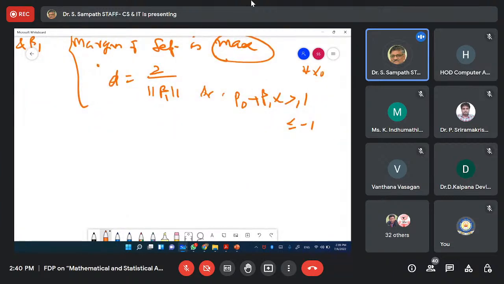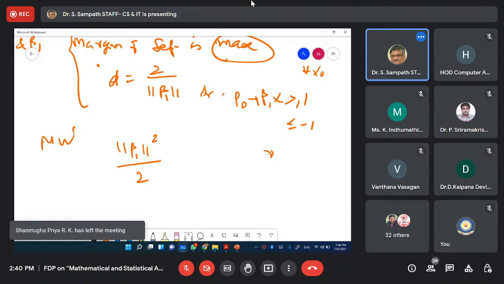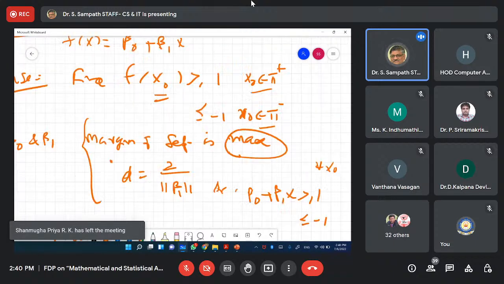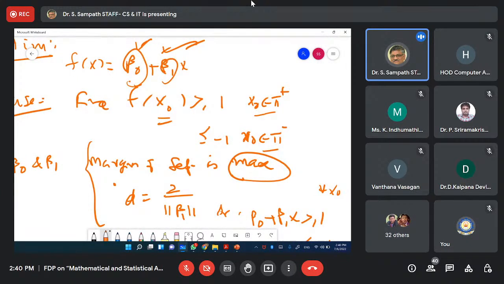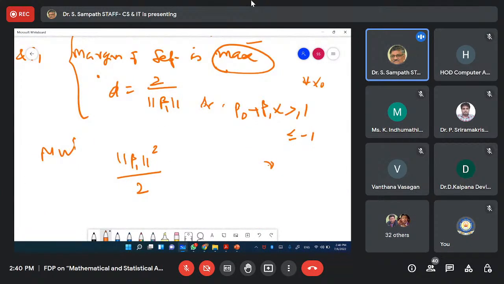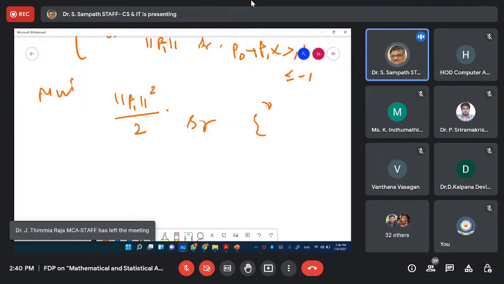I am saying that maximizing this is equivalent to minimizing this, subject to the same set of conditions. So I would like to find beta naught and beta 1 obtained by minimizing this quantity subject to the same set of constraints. Have you understood? Say yes or no.